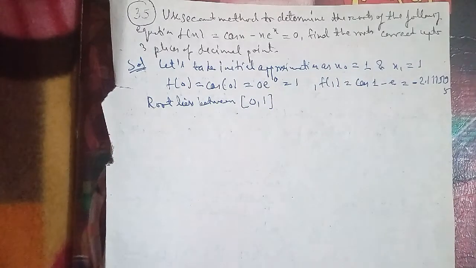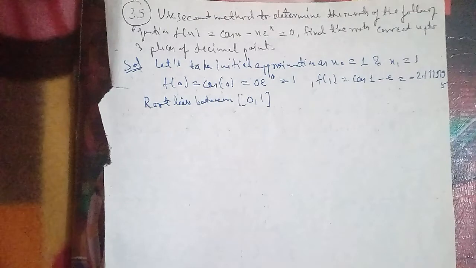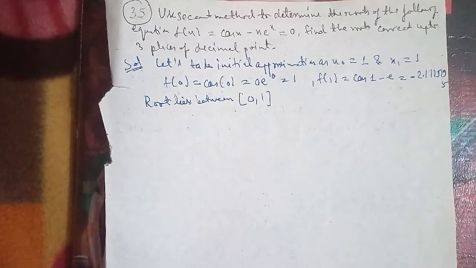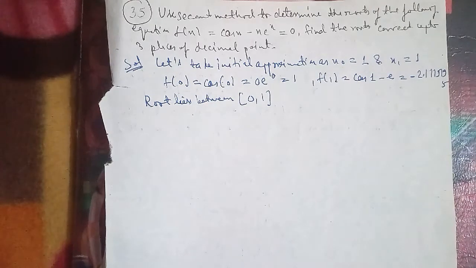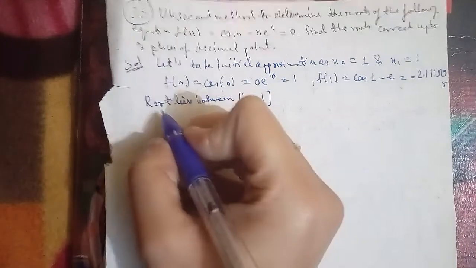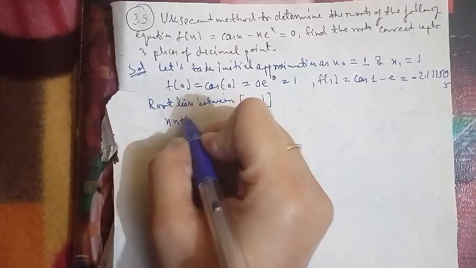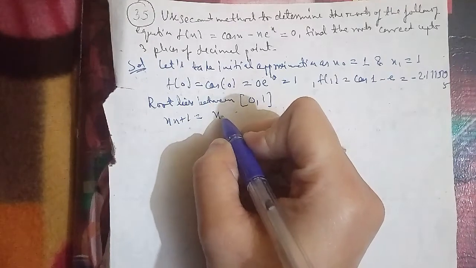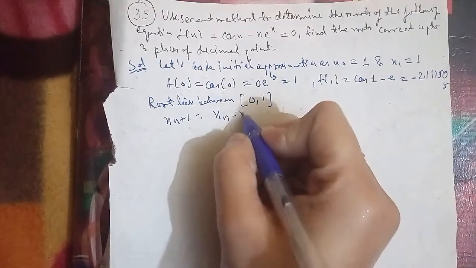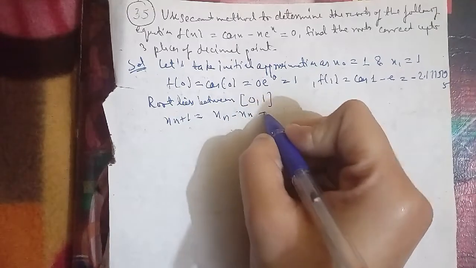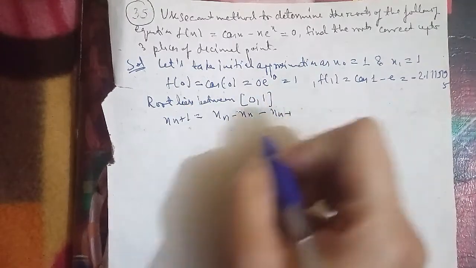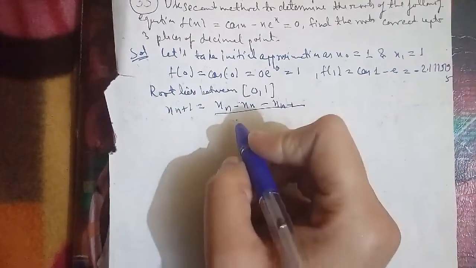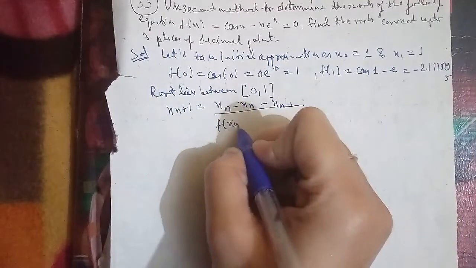So with the same case, we go ahead here. So x(n+1) equals x(n) minus (x(n) minus x(n-1)) whole upon f of x(n) minus f of x(n-1), times f of x(n) here. Now we talk about the iterations as well.